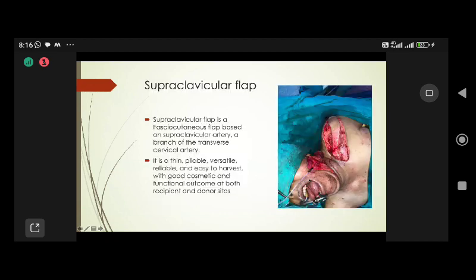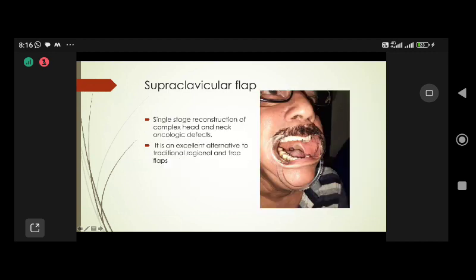Then supraclavicular flap. This flap is a fasciocutaneous flap based on supraclavicular artery, a branch of transverse cervical artery. It is thin, pliable, versatile, reliable, and easy to harvest with good cosmetic and functional outcome of both recipient and donor side. Thus, complex head and neck oncology defect can be reconstructed in single stage with this flap, and it is an excellent alternative to traditional regional and free flaps.